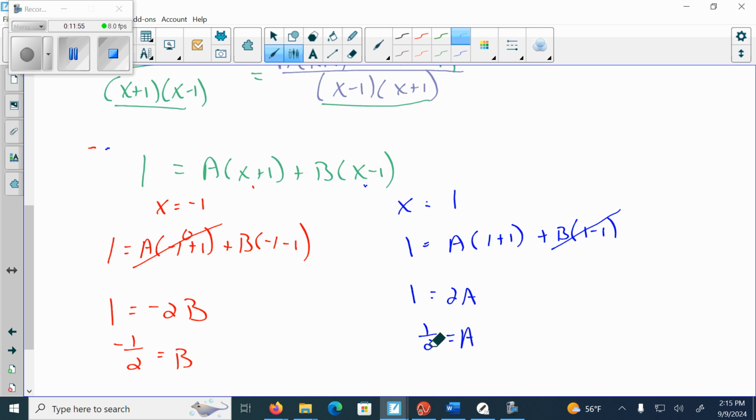Yeah. You're always just picking numbers that can't solve them.